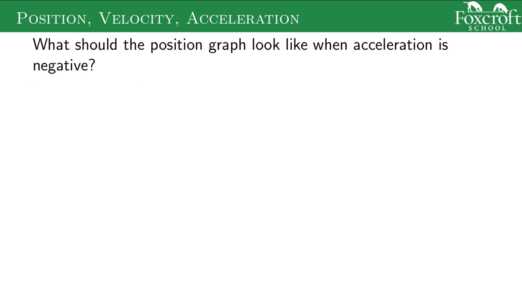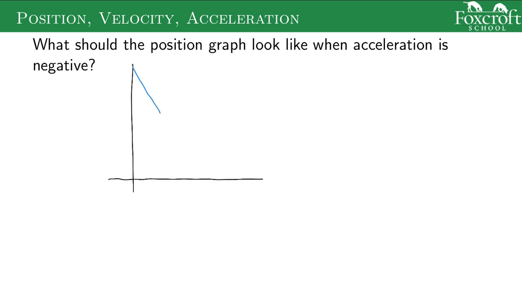What's it going to look like when your acceleration is negative? Let's think about an example. Let's say you're traveling along Foxcroft Road and you have to slow down because there's a deer in the road. As I'm traveling along, I'm getting closer to school. I'm traveling at this kind of constant rate. Actually, make it a little steeper. So I'm traveling along at this constant rate, getting closer and closer to school.